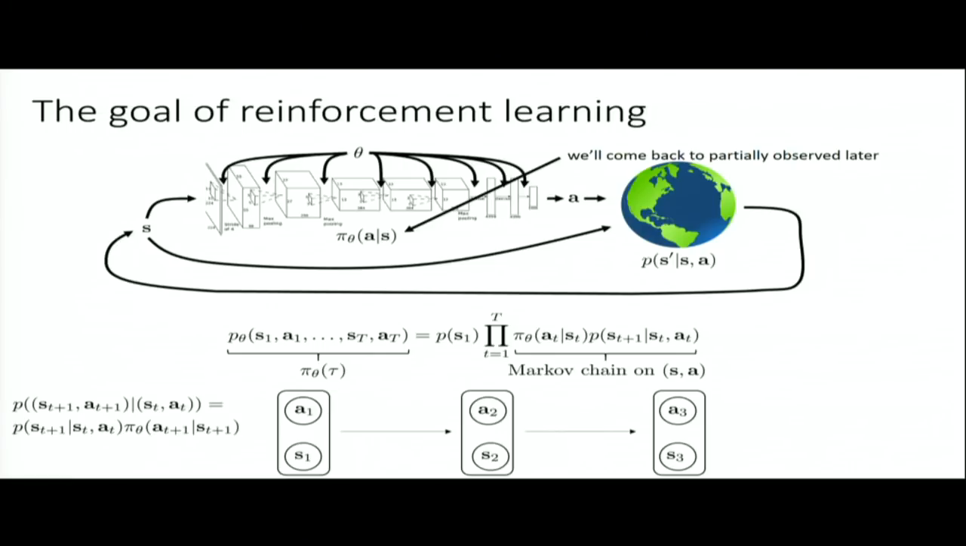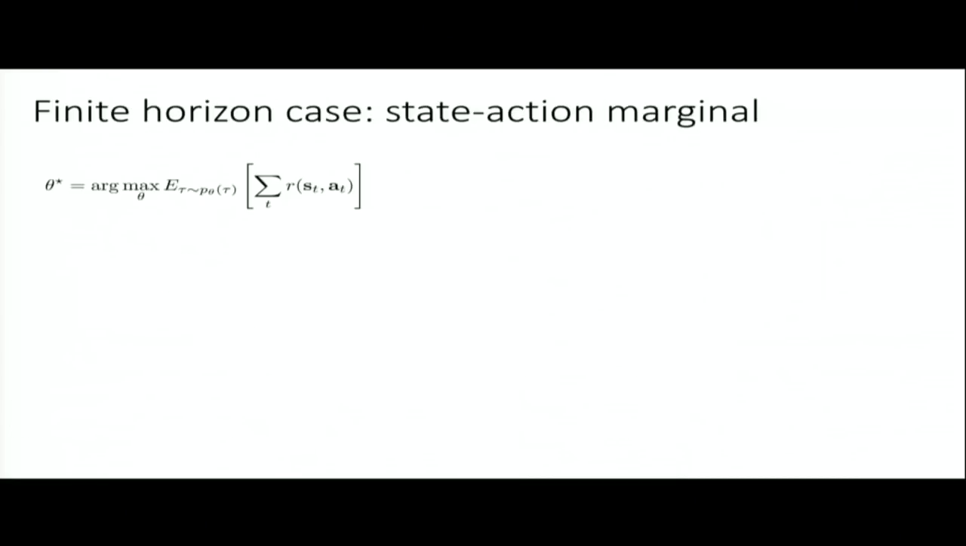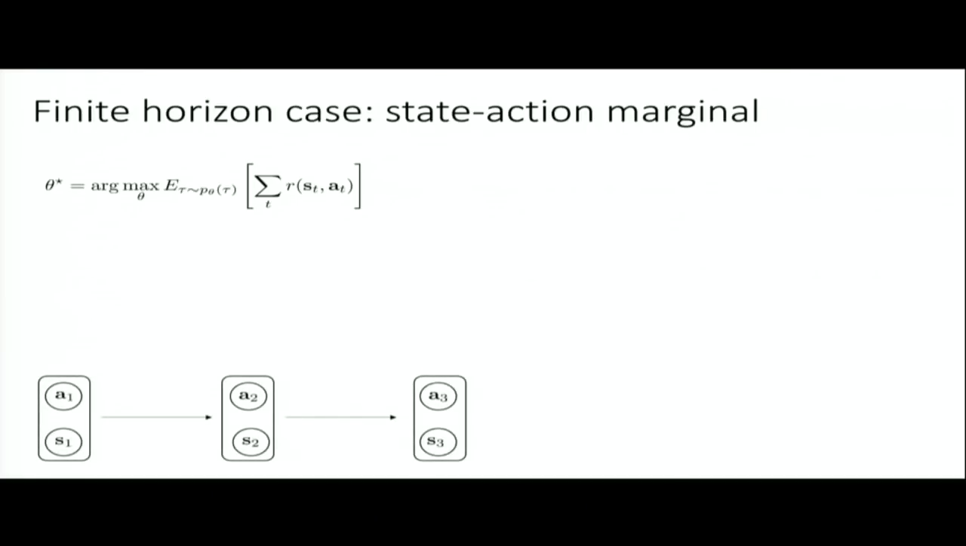OK. So let's work on this Markov chain a little bit to see if we can understand the reinforcement learning objective a little bit better. So this is the objective I had before. It's the expectation under the trajectory distribution of the total reward of that trajectory. This is the picture of our Markov chain, and this is its transition operator.